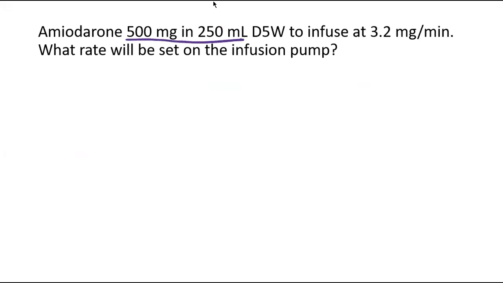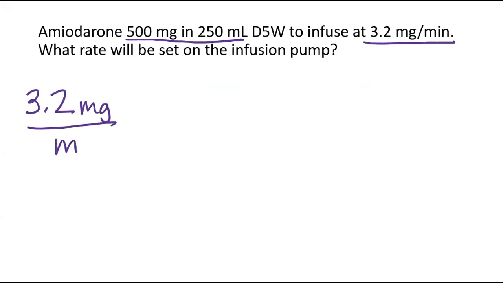All right, so this is what you have. This is what you're infusing. What will be set on the pump? This is a very easy question. So start with what you're infusing. You're already infusing, so you're not changing the final outcome. You're giving 3.2 milligrams per minute. And we have 500 milligrams over 250 mLs. So when we say what's going to be set on the pump, let's say milliliters per hour. That's the easiest way to do that.